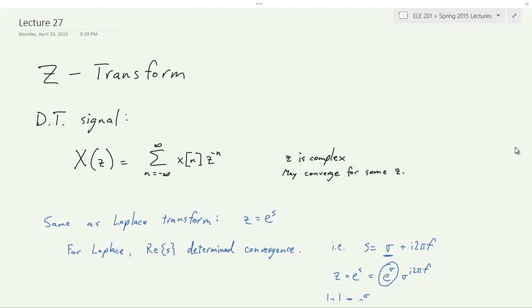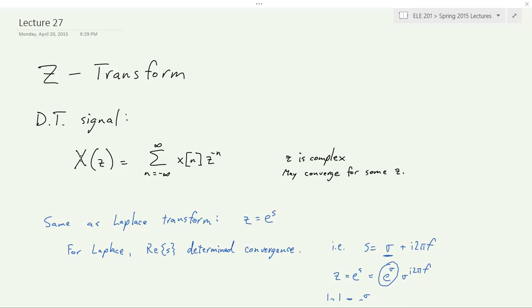Today's lecture is about the Z transform, whereas last time we talked about the Laplace transform. They're very similar, so a lot of what we cover will be very easy, and basically the differences are what you need to internalize here. The Z transform is for discrete time signals, and the Laplace transform was for continuous time signals.